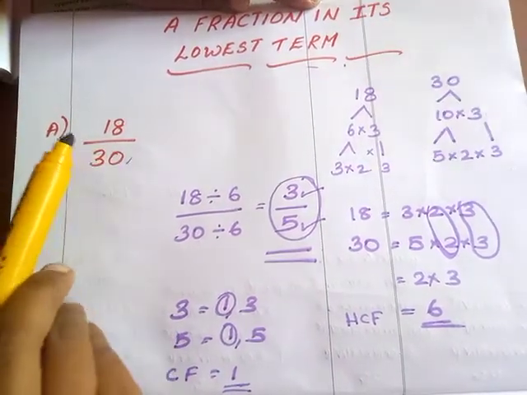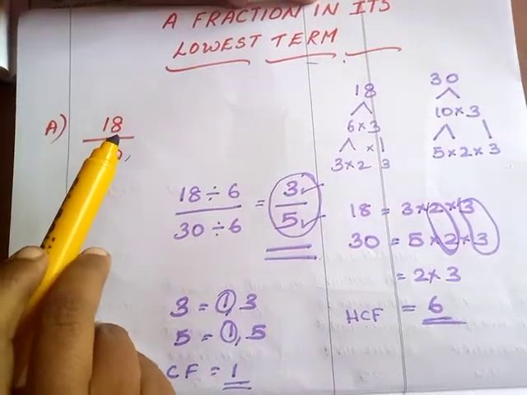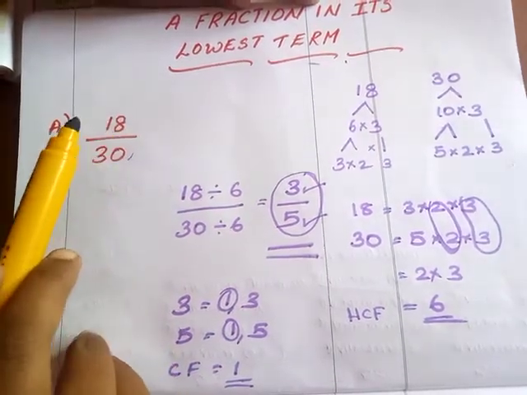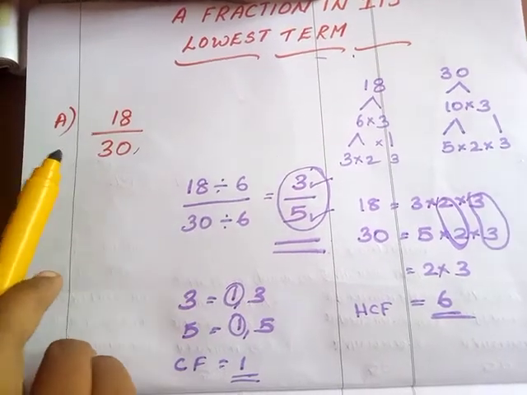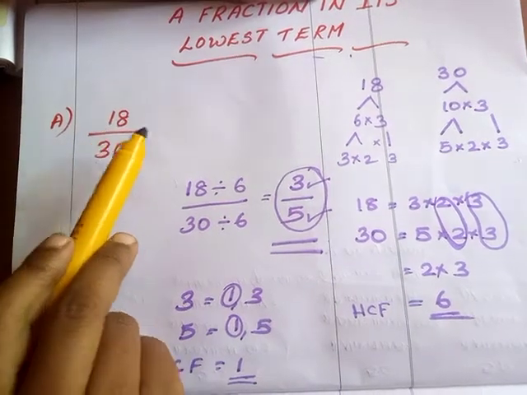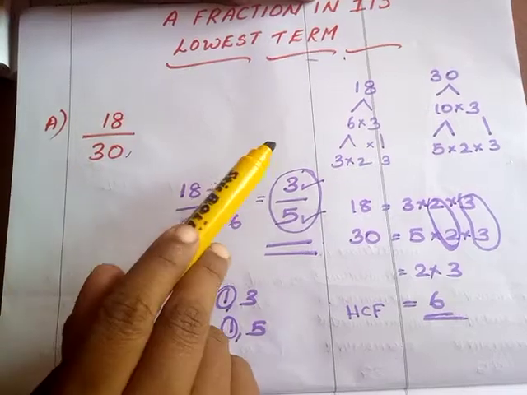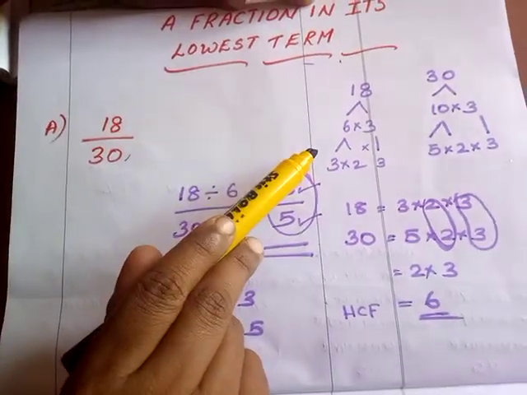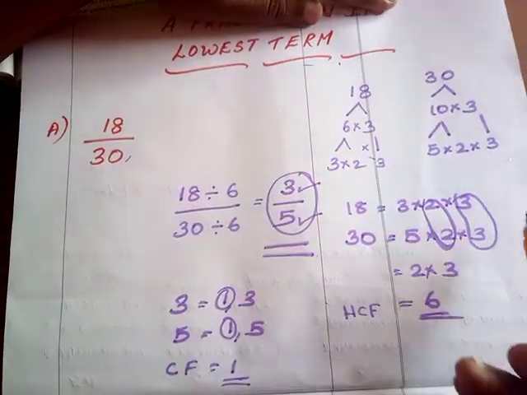That means when I make this fraction into its lowest term, its denominator and numerator should have the common factor as 1. That is the condition. So I will tell you how to do it. To convert this into lowest term, I need to find the HCF of 18 and 30. To find the HCF of 30 and 18, I have done the prime factorization method over here.